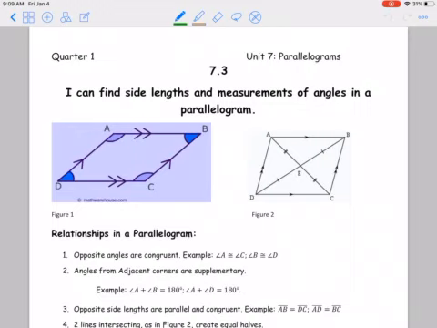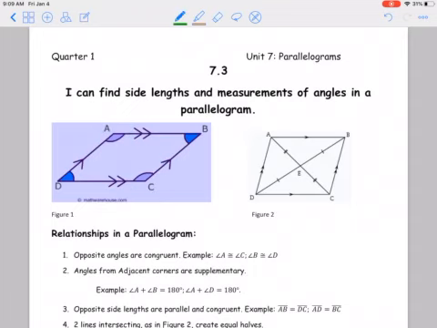Super easy. Parallelograms are made up of two parallel lines and another two parallel lines. And they create these four angles in the corners. And those angles, opposite ones, are congruent. So if you know angle A, then the same thing as angle C. If you know angle B, the same as angle D.